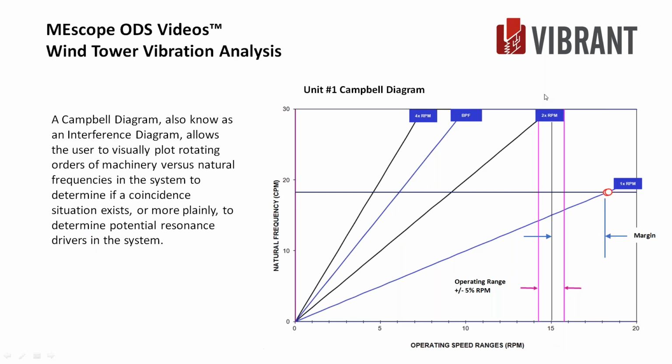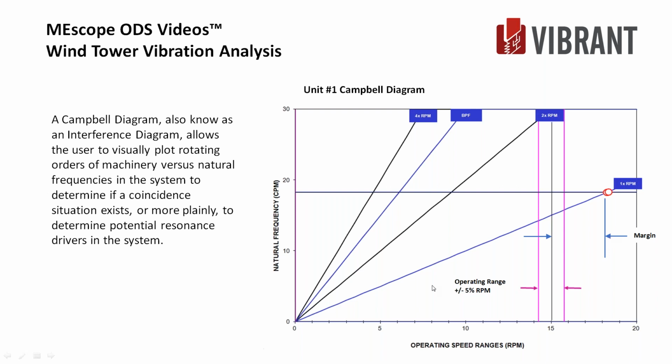Our frequency range, or our operating range, is 15 RPM. And we have a little bit of variation on that just in case we overspeed or underspeed. This is our margin from 15 RPM to whatever our natural frequency is.